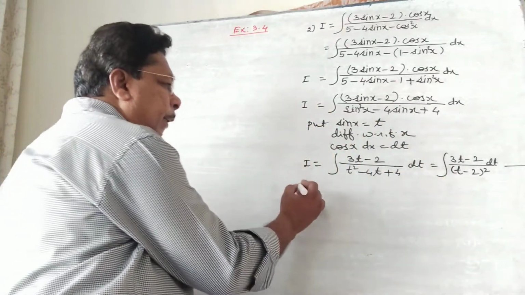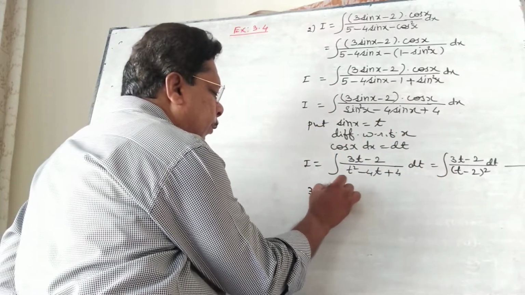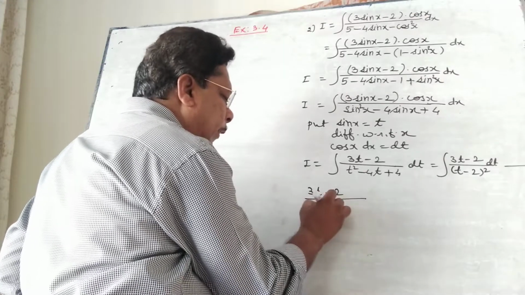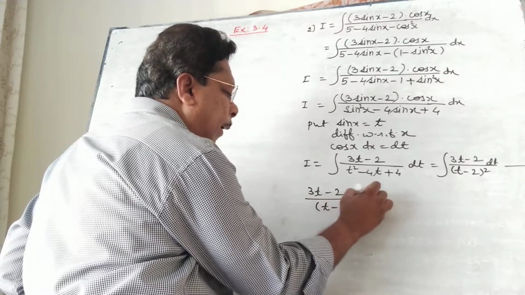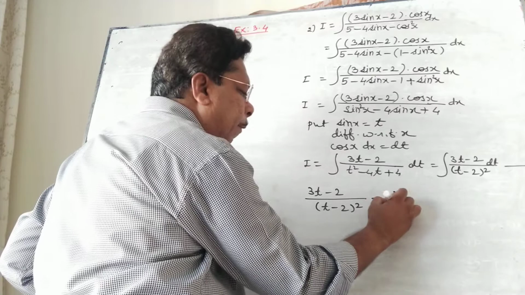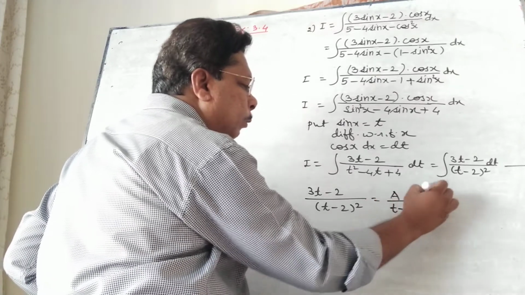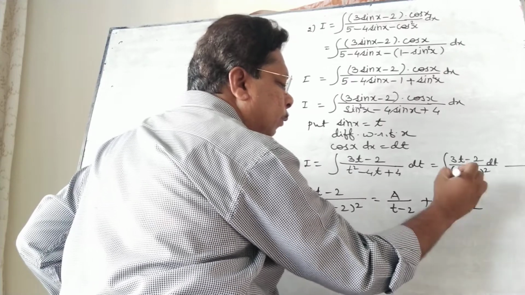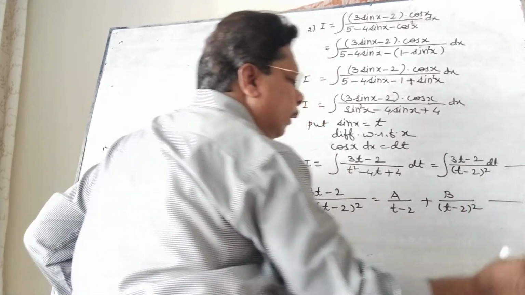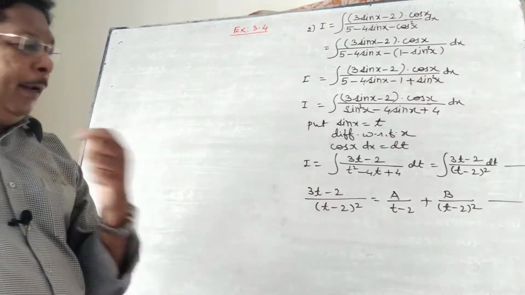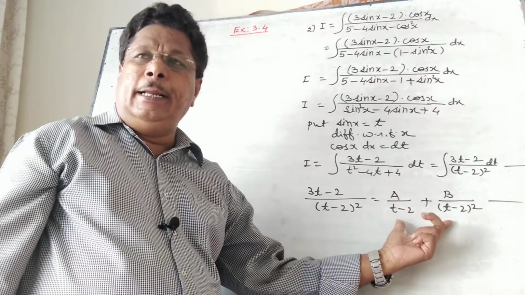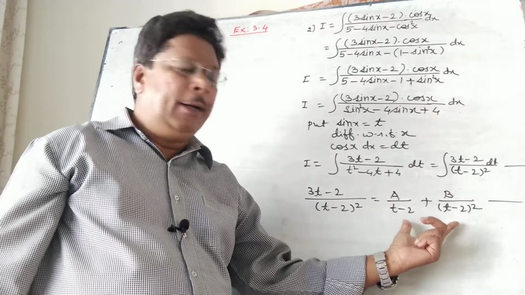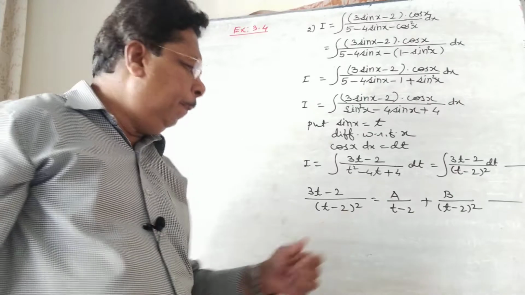Take this term: (3t minus 2) upon (t minus 2) whole square is equal to A upon the first factor, t minus 2, plus B upon the other factor, (t minus 2) whole square. Say this equation 2. Take the LCM on the right hand side. The LCM is (t minus 2) whole square. After taking the LCM, simplify it.